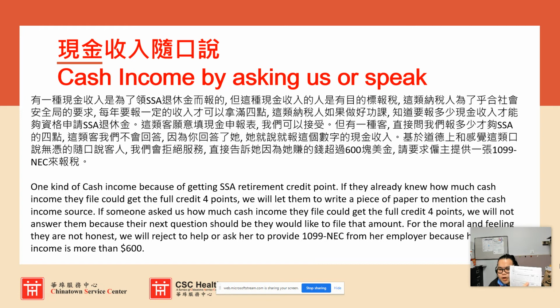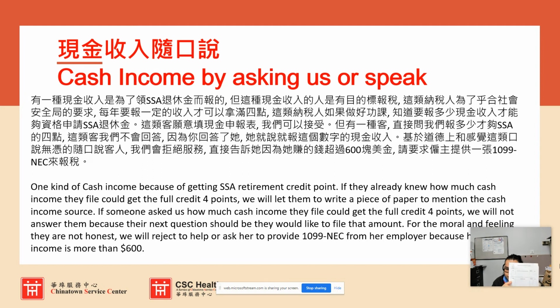And for the cash income, we strongly recommend they don't claim the expense. This kind of cash income is only proof because cash is really hard to prove, except they have the receipt or they deposited that money to the bank. They have the transaction list on their bank. If they don't have this, they should fill out the form.